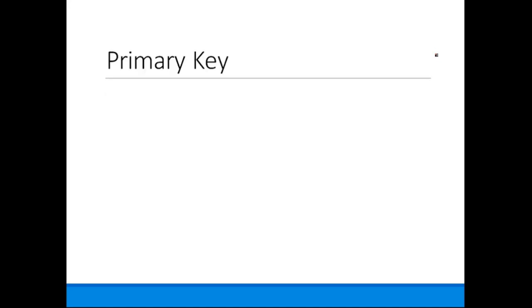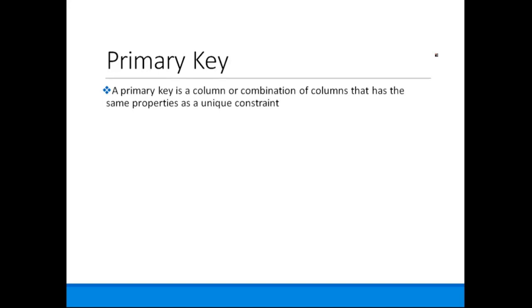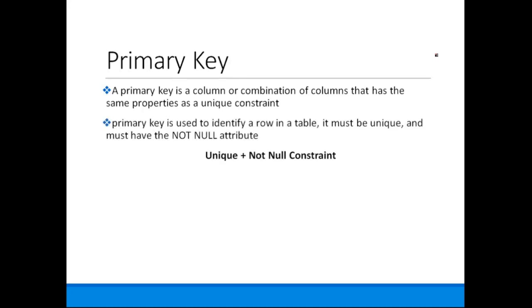Let us see one by one. Primary key. Primary key is a column or combination of columns that has the same property as unique key constraint. Primary key is used to identify the record from the table uniquely.